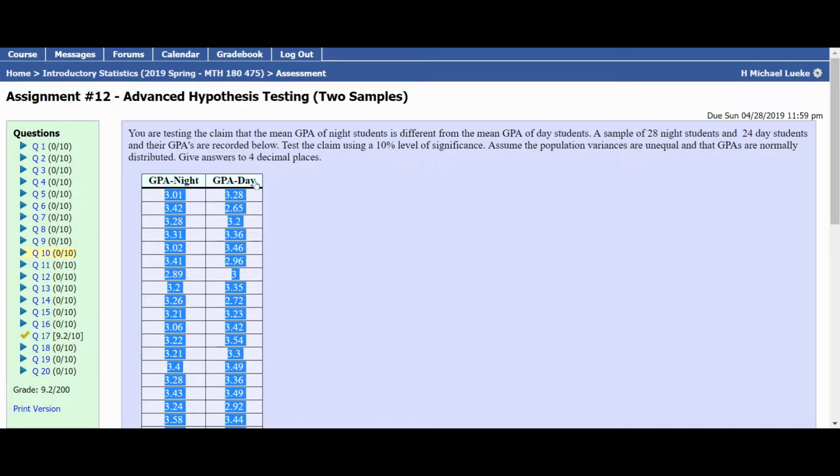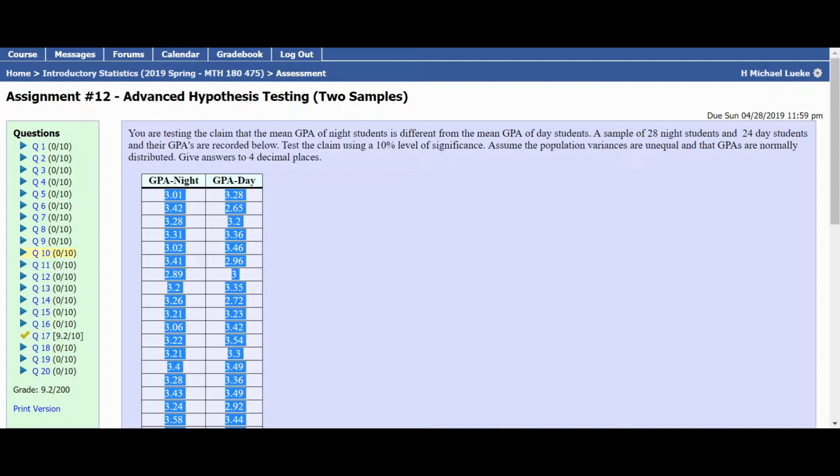And just before we go any further, let's just look at what the question is. So we're looking at a claim that the mean grade point average of night students is different than the mean grade point average of day students. This is a common belief among faculty that night students are stronger students than day students. There are lots of reasons why faculty tend to believe this, but here's some data that we might be able to use to test a claim like that.